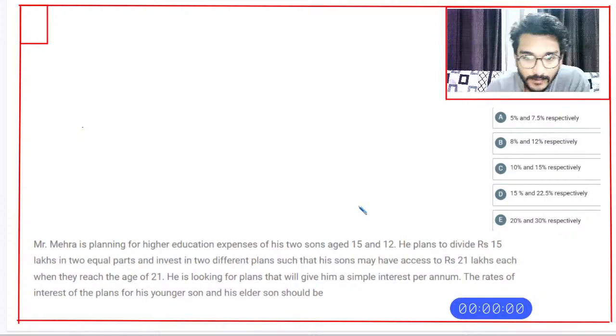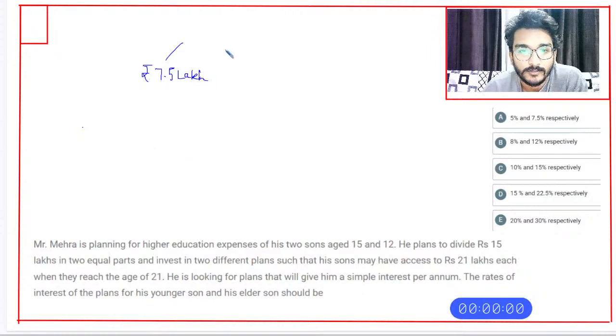So there are two sons of Mr. Mehra, aged 15 and 12. He plans to divide his rupees 15 lakh into equal parts, means 7.5 lakh for each. We know that now. And it has to go to 21 lakhs when they reach 21. So how much is the simple interest for the younger and elder?